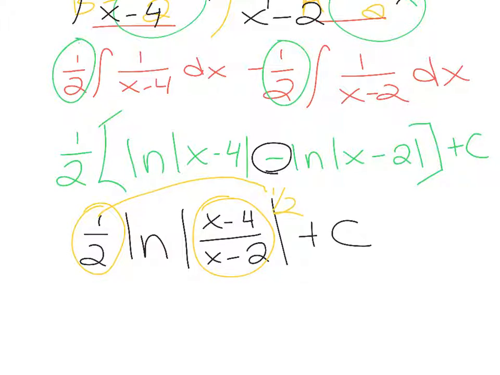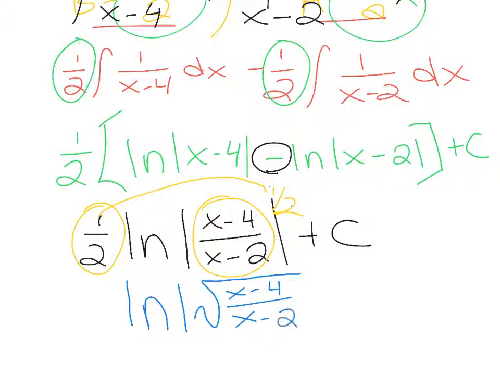And then we all know that writing something to the 1/2 power is the same as taking the square root of it. So my final answer, and how I would expect to see it on the AP exam, is they would probably say that that is equivalent to ln of the absolute value, so it's power over root, so the 1/2 power becomes the square root of x minus 4 over x minus 2, and a plus c. And that would be how I'd picture the answer to be.